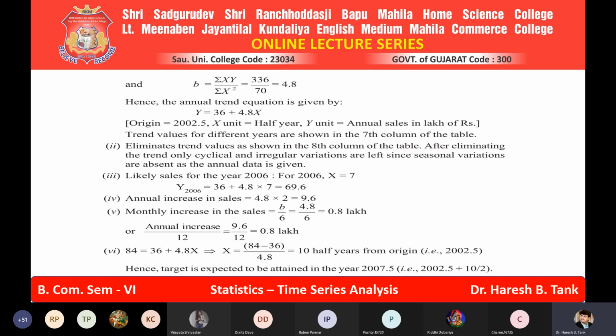Hence, the target is expected to be attained in the year, naturally, it is doubled. So 10 divided by 2 becomes 5, and you have to add it to the origin. So 2002.5 plus 5 gives us 2007.5. So in the year 2007.5, the company may be able to get annual sales of rupees 84 lakhs. Is it clear?